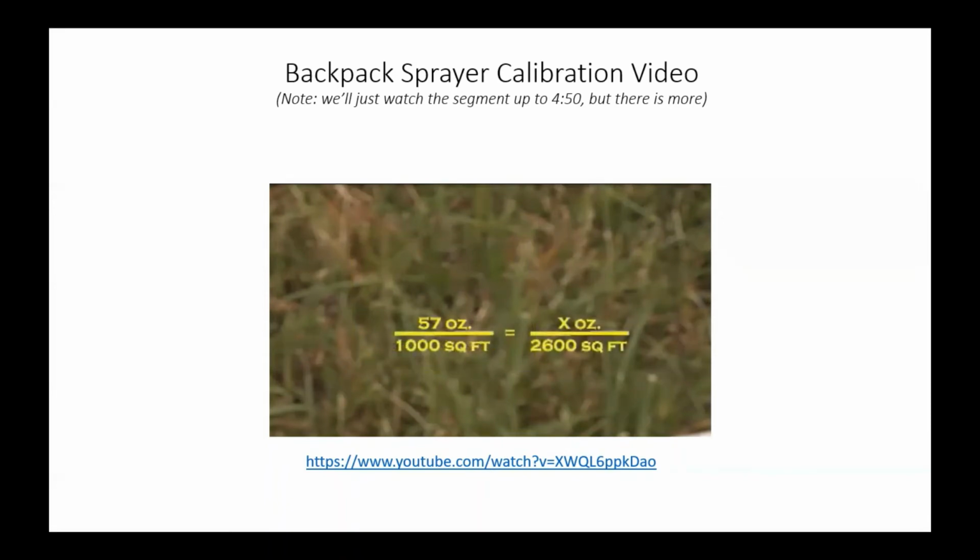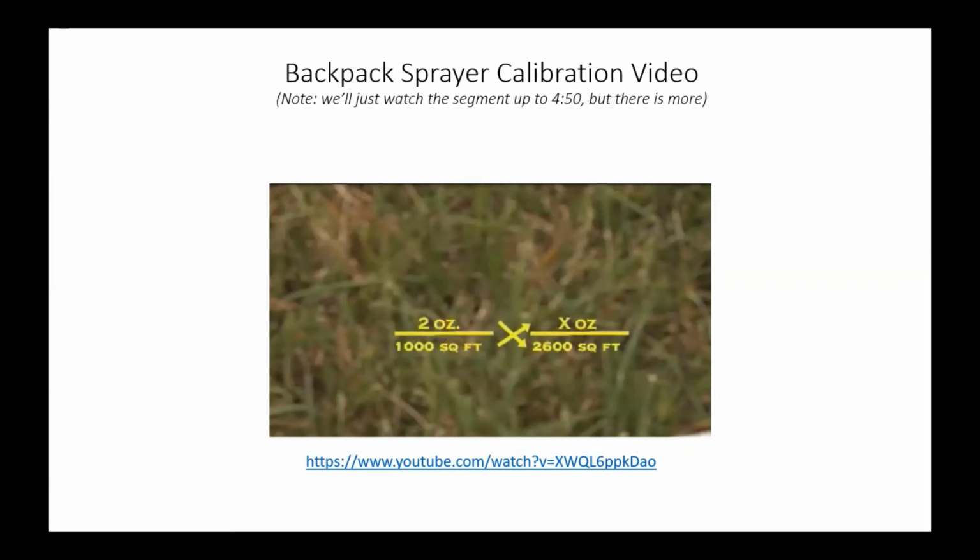Now, in order to determine the total amount of spray solution needed, we'll use the following formula and cross-multiply. The math works like this. 1,000 times X equals 57 times 2,600. X equals 148,200 divided by 1,000. And then X equals 148.2. The anticipated total to be sprayed will be 148.2 ounces, which will be rounded to simply 148.